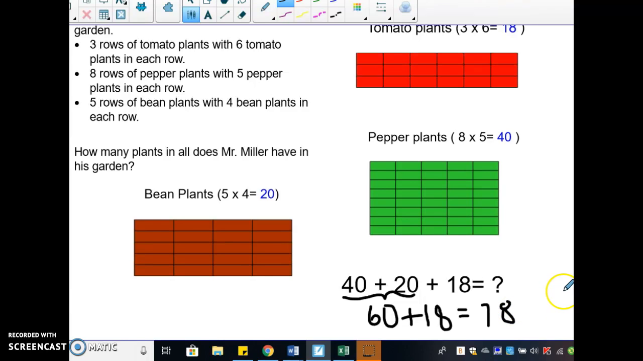So there are a total of 78 plants in Mr. Miller's garden. Now it's your turn to solve a similar problem on an exit ticket.